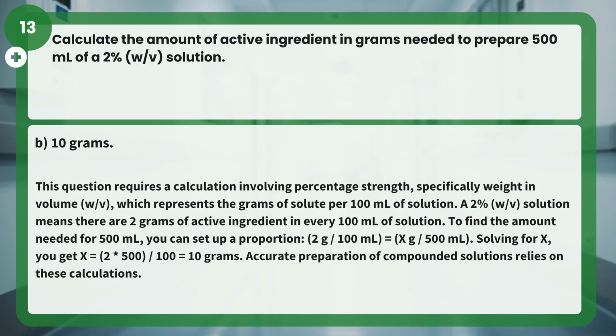solution means there are 2 grams of active ingredient in every 100 milliliters of solution. To find the amount needed for 500 milliliters, you can set up a proportion, 2 g/100 milliliters equals x g/500 milliliters. Solving for x, you get x equals 2 times 500/100, which is equal to 10 grams. Accurate preparation of compounded solutions relies on these calculations.